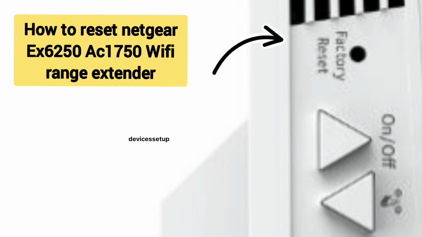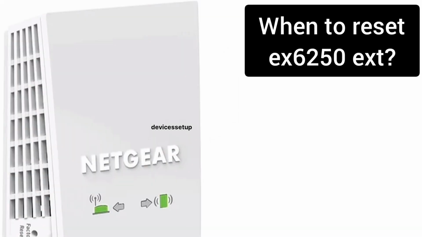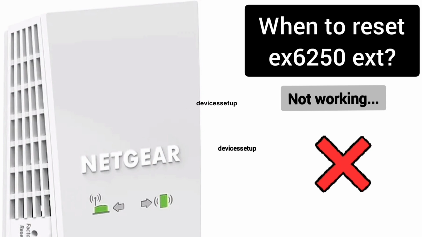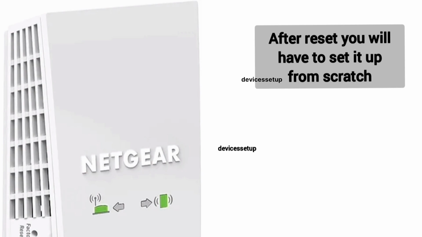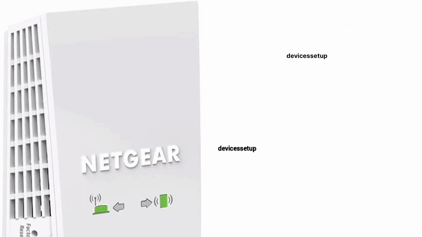Today we will learn how to reset the Netgear EX6250 AC1750 Wi-Fi range extender. You can reset this extender if it's not working or not connecting to the Wi-Fi. Also, please note that after reset, you will have to set up the extender again.